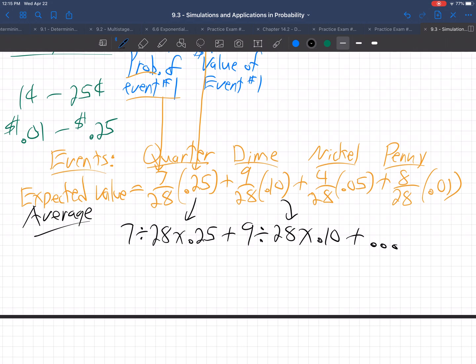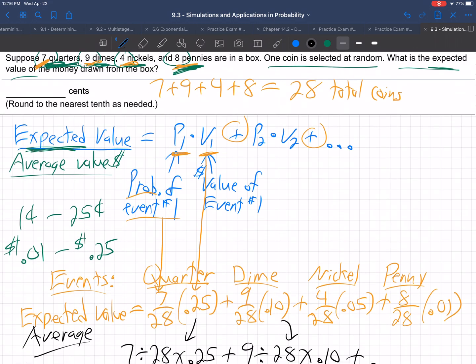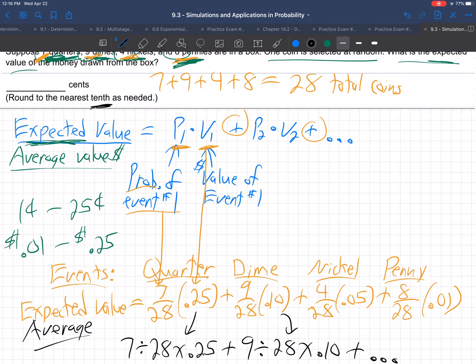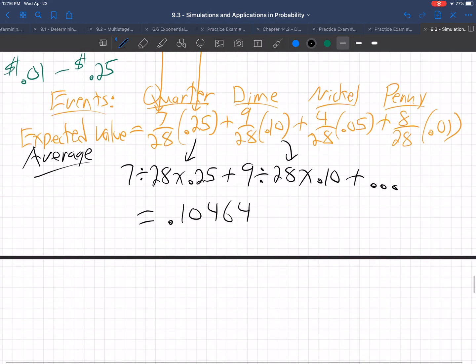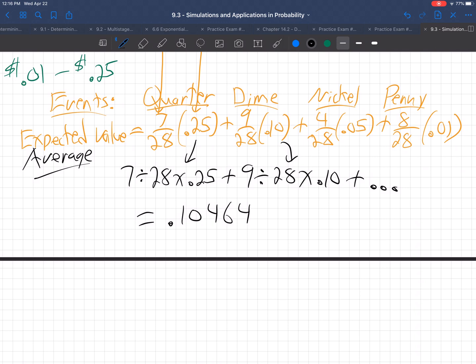I'm doing it right now, as you can hear. And I'm getting 0.10464. How far do they want me to round here? Nearest tenth of a cent. Okay. So, here I'll go, 28571. So here's what I got.